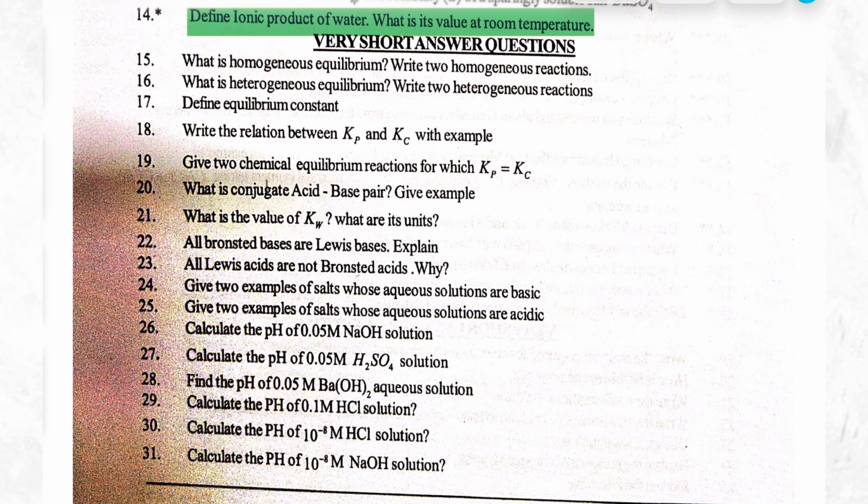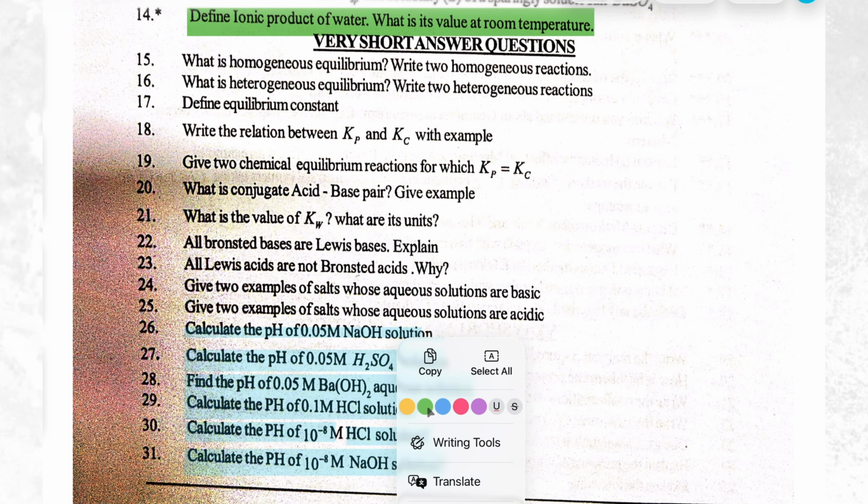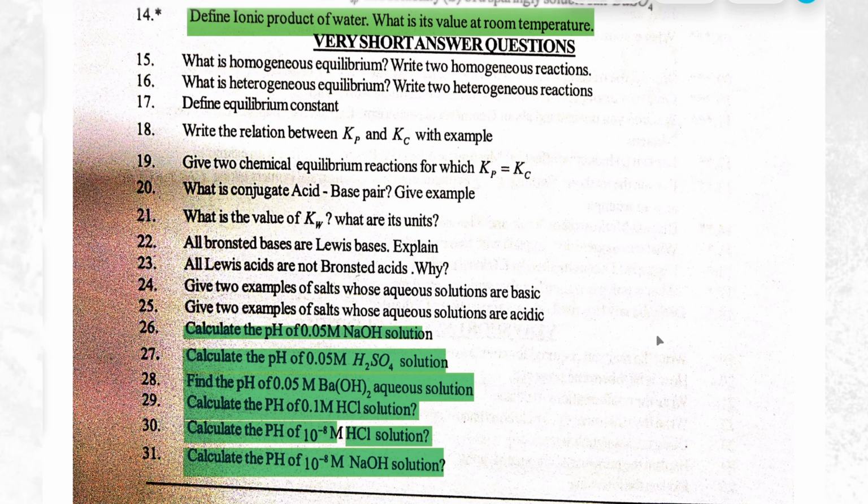And what is conjugate? Just now I said conjugate acid base pair. And what is Kw? What is the value of Kw and what are the units of Kw? And see, all Bronsted bases are Lewis bases. Otherwise, all Lewis acids are not Bronsted acids. This is the type of VSQ we ask. Mostly see these, 26 to 31. These questions are compulsory questions. Any one question is asked in the examination.